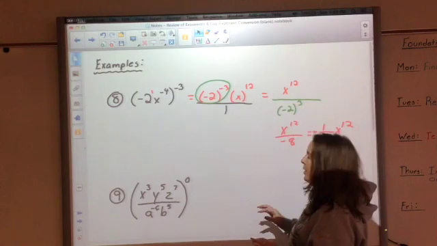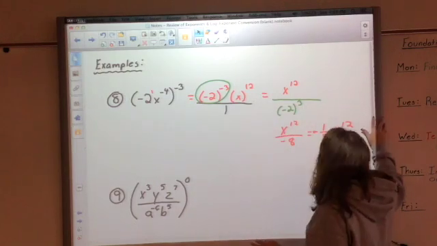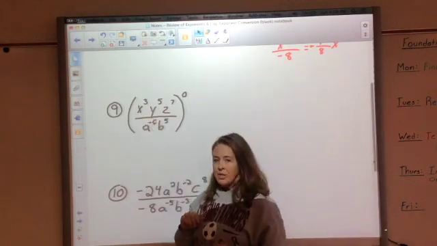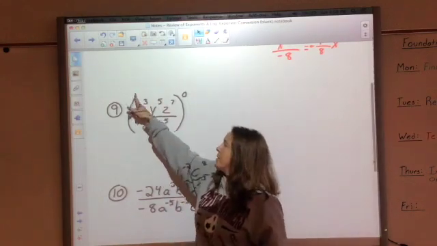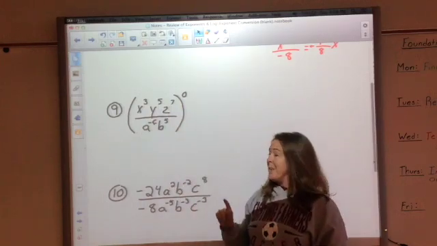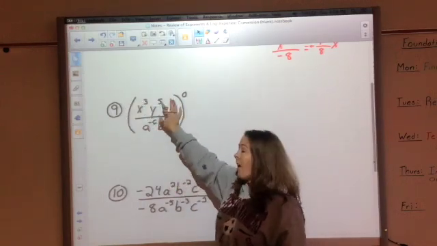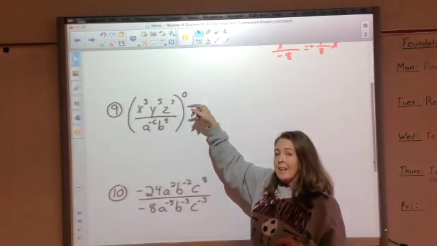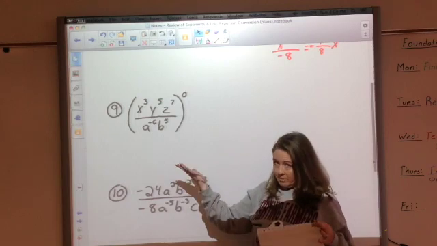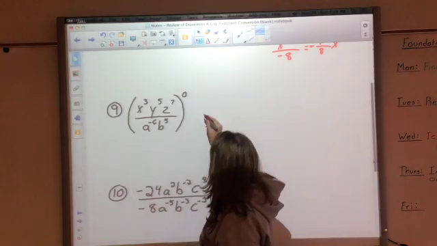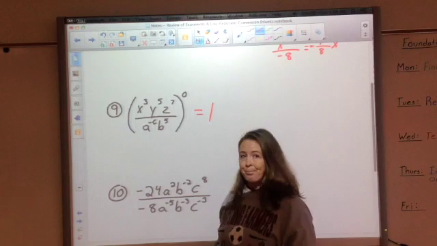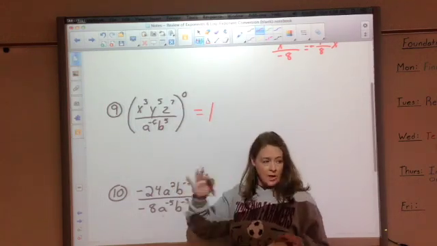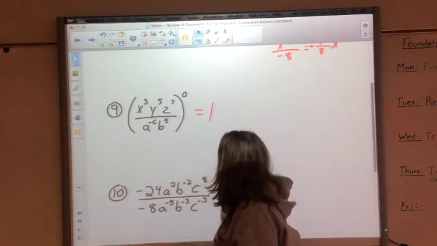All right, number 9, our easiest problem of the day. We have this very large, scary-looking fraction. However, we notice there's a parentheses around it with an exponent, which means that everything inside of here, everything, is being raised to the 0 power. And we said that anything to the 0 power is 1. So this whole thing just equals 1. That's it. Don't care what's in there. There's a parentheses with a 0 up there. Your answer is 1 every time.